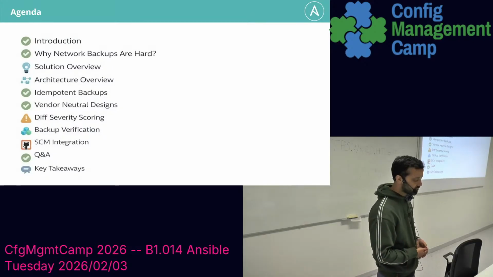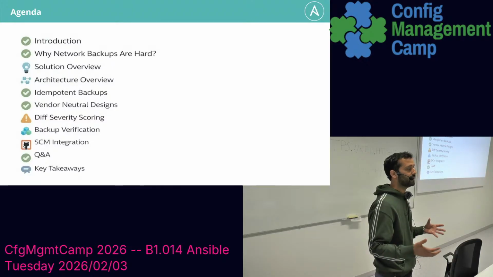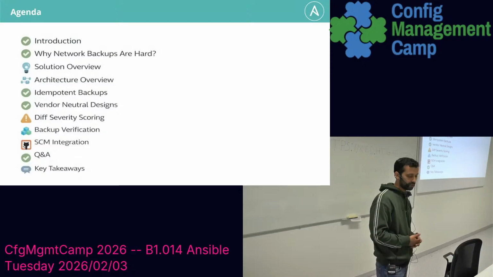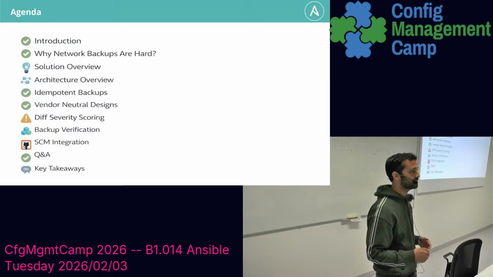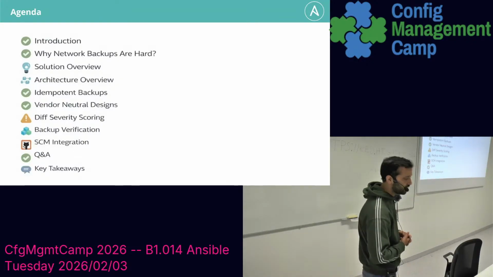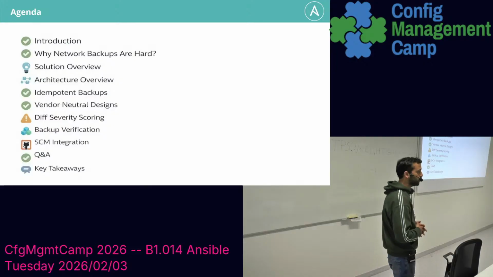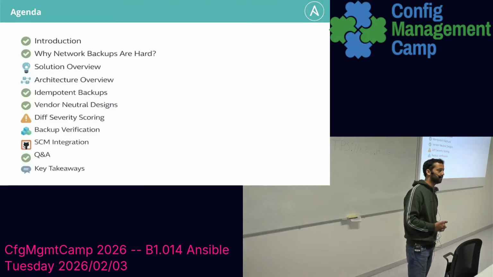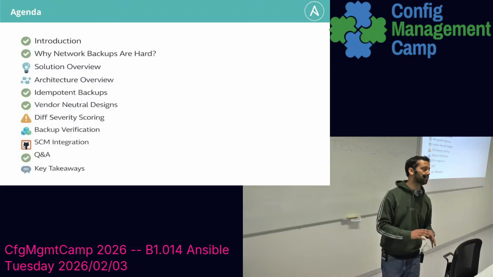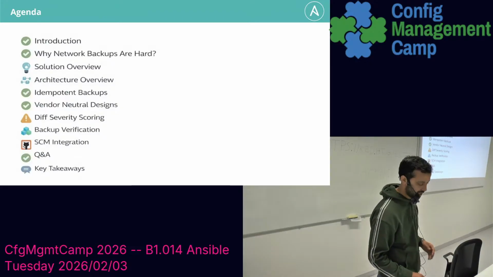Then diff severity scoring, which includes two methods. One is rule-based parsers we can write, and the other is more like a POC right now. We are exploring it based on certain machine learning models. Then there is backup verification. When it comes to backup and restore operations, we want to make sure that everything is verified. If it comes to restoring certain snapshots, we want a mechanism to verify the integrity of those backup files.